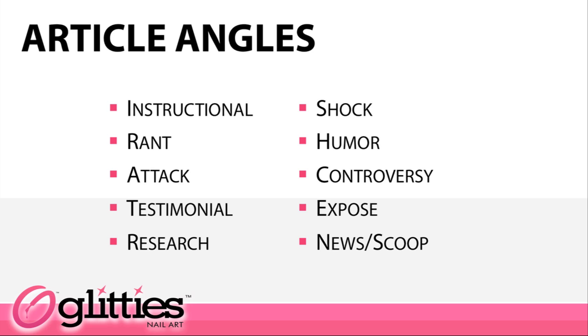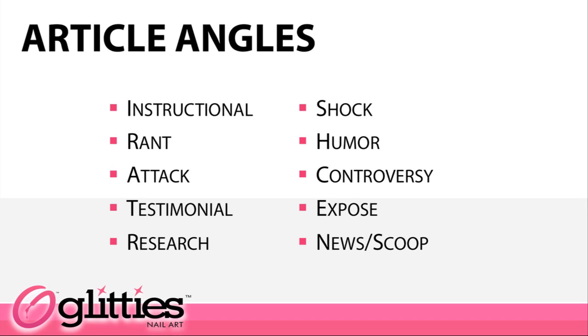Okay, let's talk about different article angles. There's the instructional article, that's the how-to. You've got rants. An example here is if you just think of politics. Go on and rant about what's really bothering you. With an attack, you pick someone as the object of your attack. It could be the competitor of Glitties, so you could say, here's what I don't like about what they do, and talk about all the things you don't like about the other product. It's a little bit controversial, but controversial gets attention.